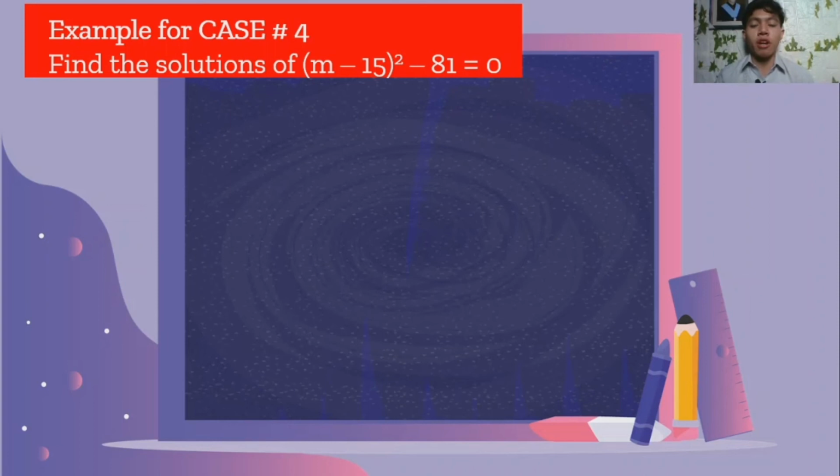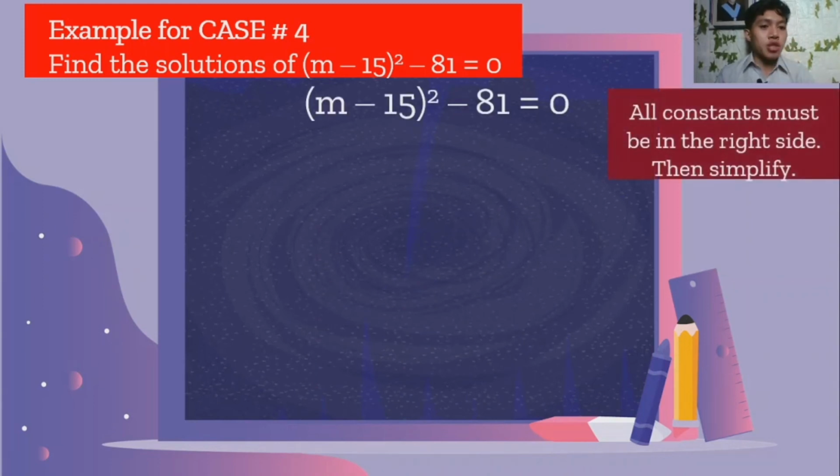Example for case number 5. Find the solutions of m minus 15 squared minus 81 is equal to 0. Kopyahin natin. And then, anong sabi? All constants must be in the right side. Sinong constant yon? Si negative 81. So, lipat natin sa kabila, magiging positive 81. And then, m minus 15 squared is equal to 81.